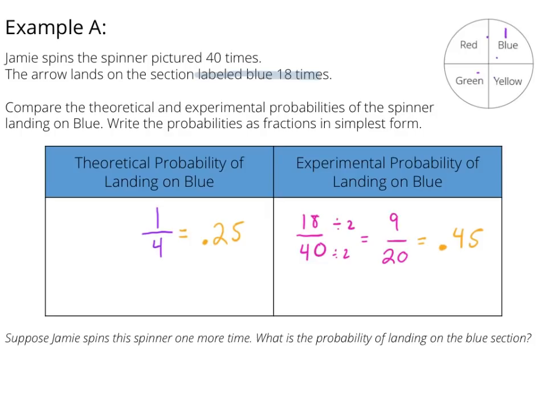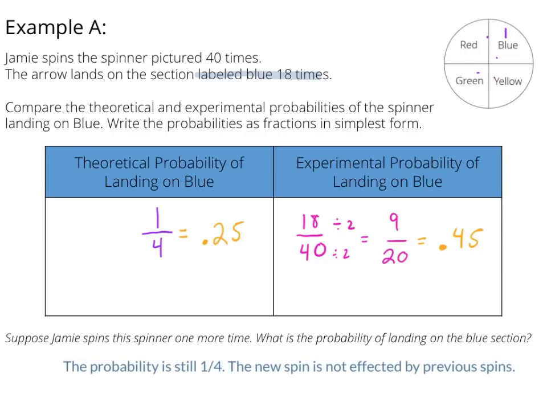It depends. But the theoretical probability will never change. It's always going to be 1 out of 4. So that brings us to the question at the bottom that says, suppose Jamie spins this spinner 1 more time. What is the probability of landing on the blue section? And we can say the probability is still 1/4.